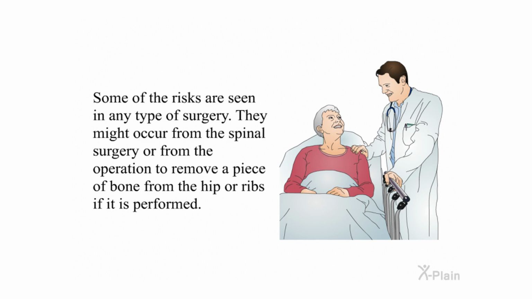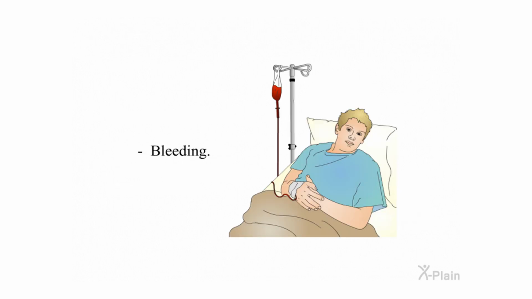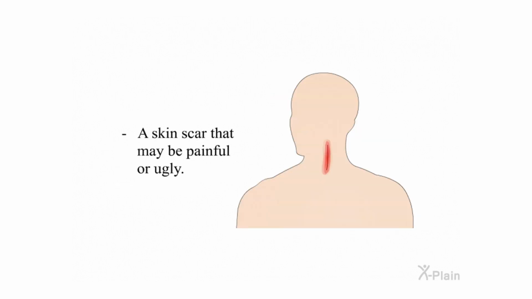Some of the risks are seen in any type of surgery. They might occur from the spinal surgery or from the operation to remove a piece of bone from the hip or ribs if it is performed. These risks include infection deep in the disc space or at the skin level, bleeding, a skin scar that may be painful or ugly.